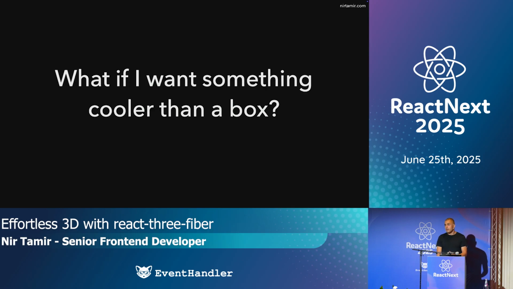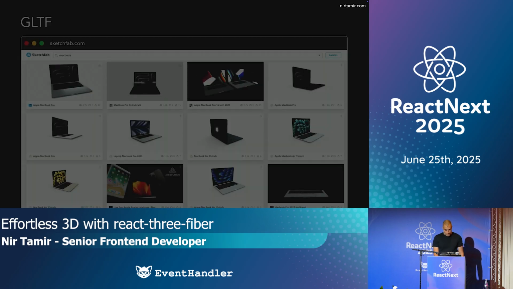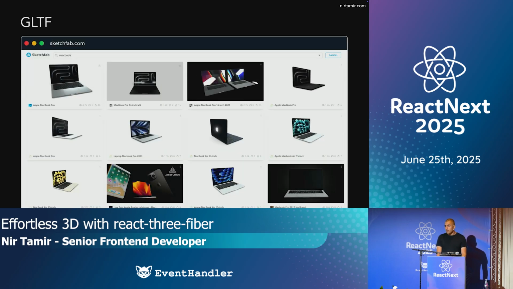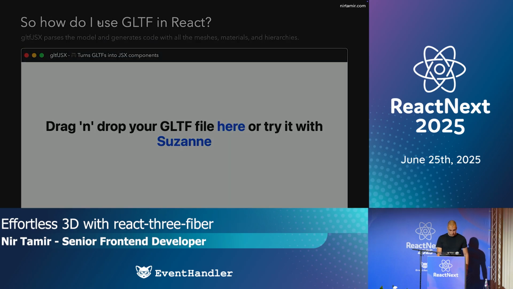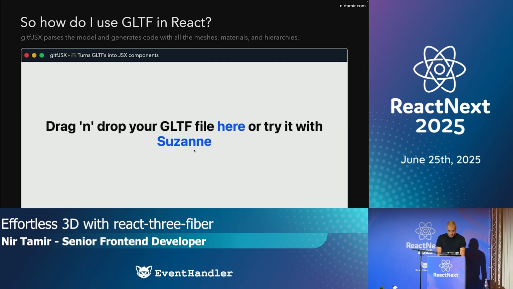So we defined some basic elements that Three.js provides us, but what if we want something cooler than a box? This is where we come to custom models. We can download models from the internet, and the format is GLTF. We can use GLTF from websites like Sketchfab, which has a lot of models, and render them inside our Three.js scene.